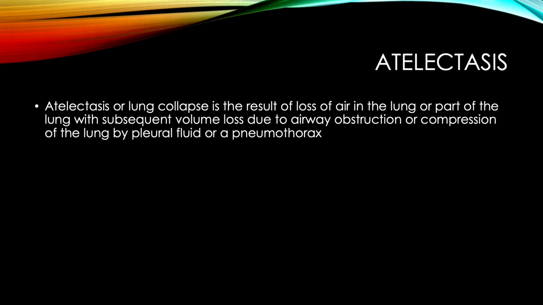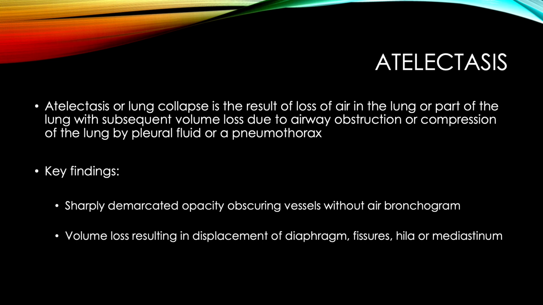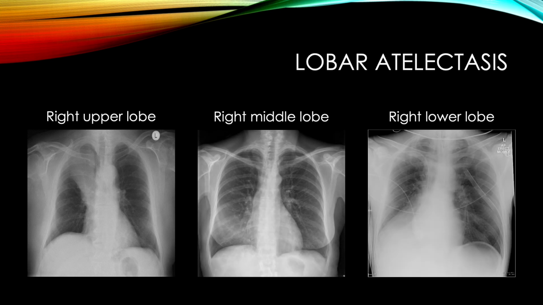Lastly, atelectasis. Atelectasis or lung collapse is the result of loss of air in a lung or part of the lung with subsequent volume loss due to airway obstruction or compression of the lung by pleural fluid or in pneumothorax. The key findings on the X-ray are sharply defined opacity obscuring vessels without air bronchogram and volume loss resulting in displacement of diaphragm, fissures, hilar or mediastinum. These are the examples of lobar atelectasis.